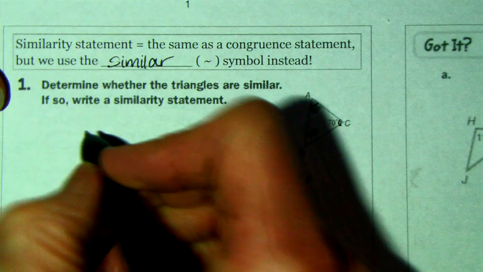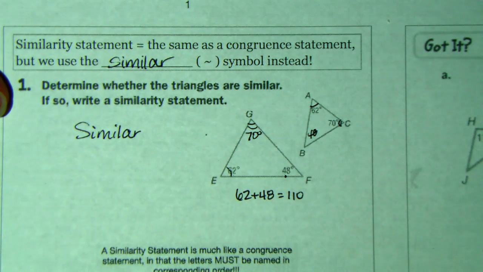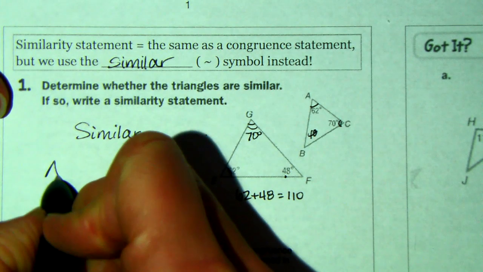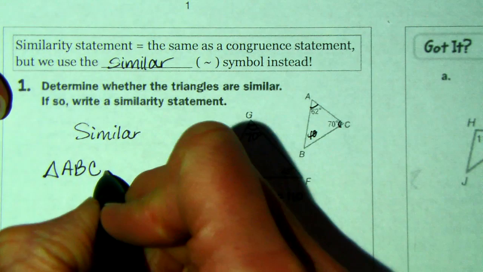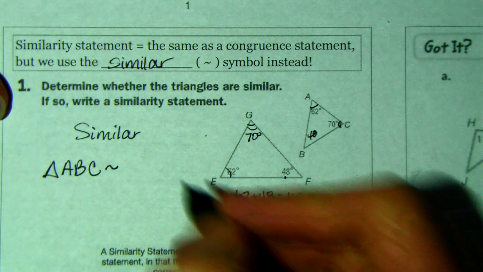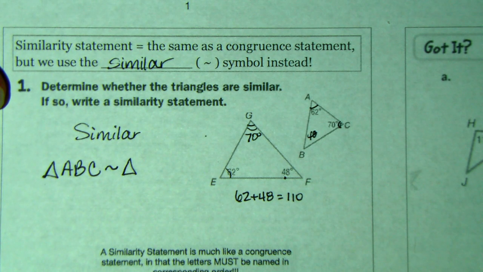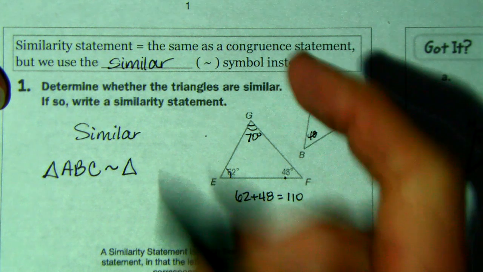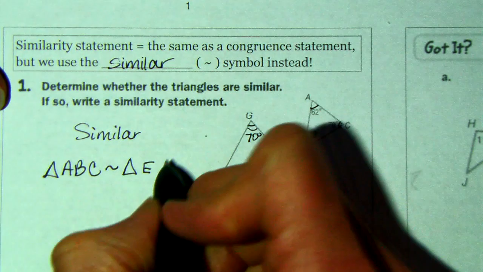Now we have to write a similarity statement. So I'm going to start with triangle ABC because, well, it comes first in the alphabet. Triangle ABC, and there's my similar symbol, is similar to triangle. We have to name it in corresponding order. So what angle corresponds with angle A? E, and then with B, F, and then G.